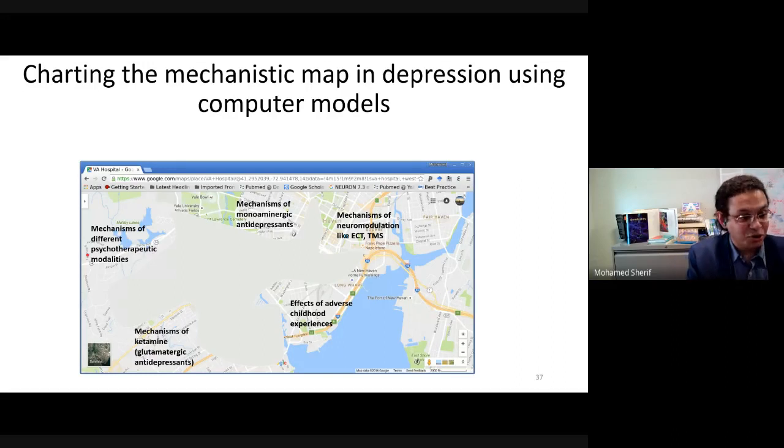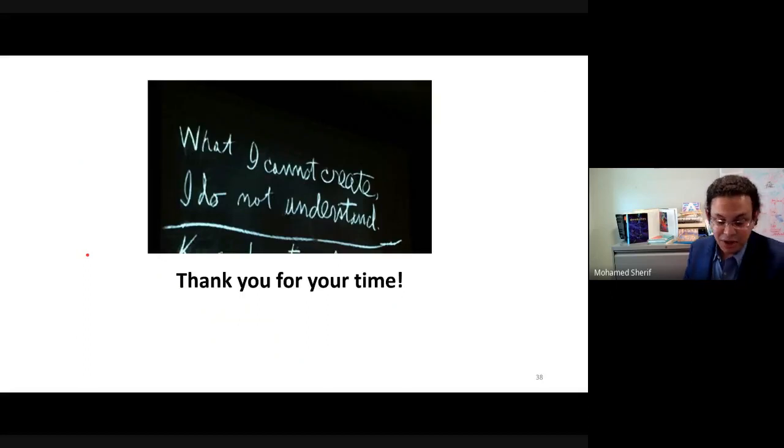I want to wrap up with another quote that I like, from Richard Feynman's blackboard: what I cannot create, I do not understand. So if we're trying to understand the neurobiology of depression or of OCD or of schizophrenia, we really need to be able to build up a model of our understanding so far. If the model is able to replicate the data, then that's good. If it's unable to replicate the data, that's even better, because this would highlight the gaps in our understanding that we need to go back and do experiments to fill in.